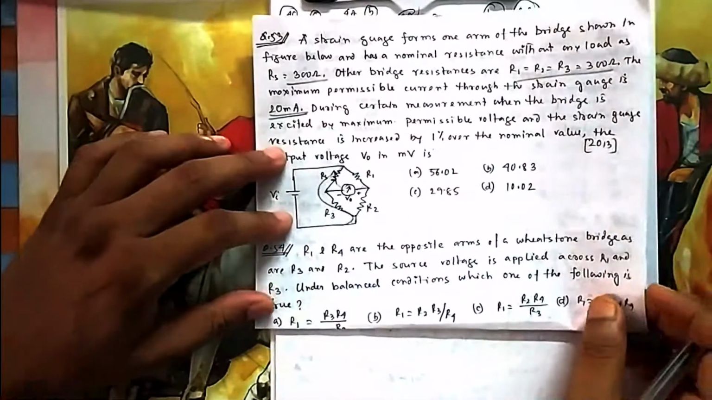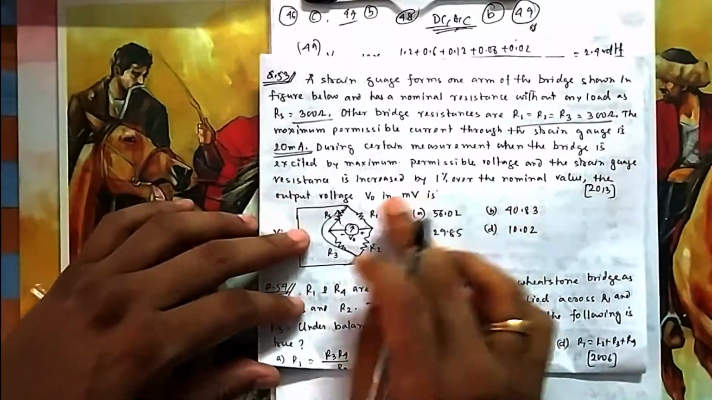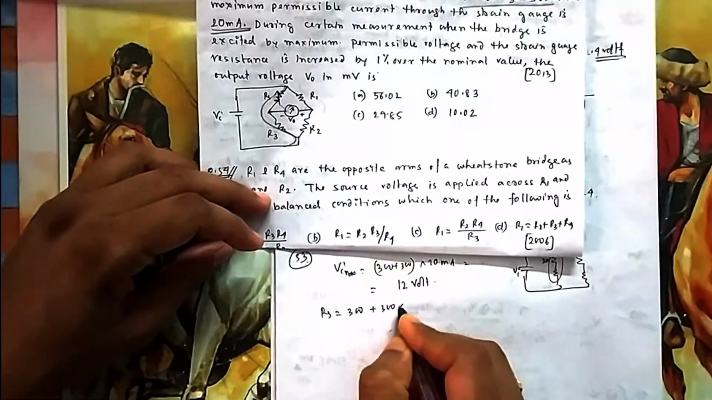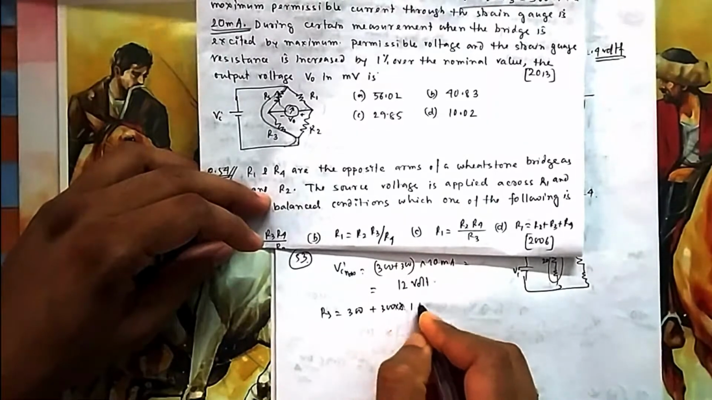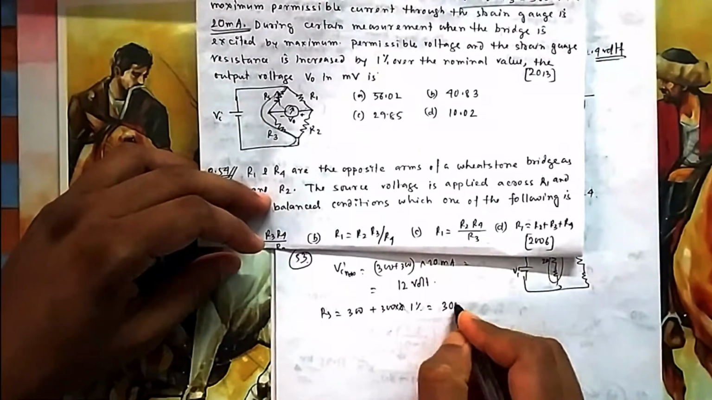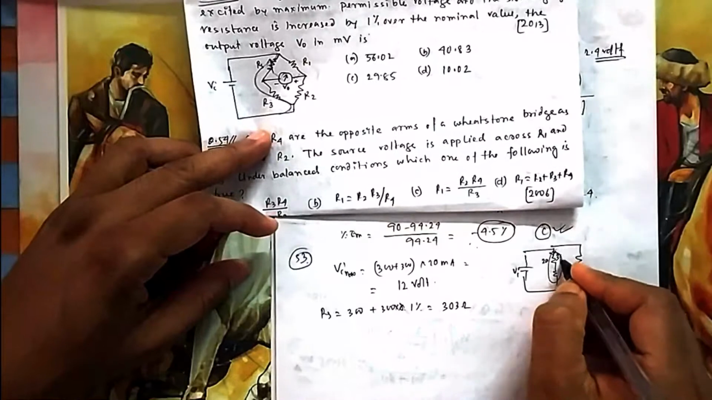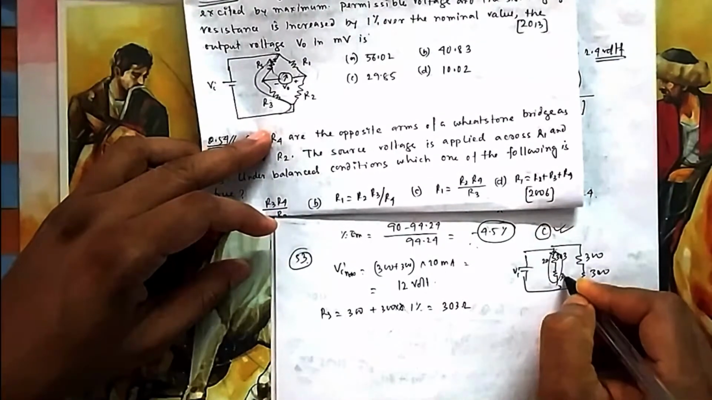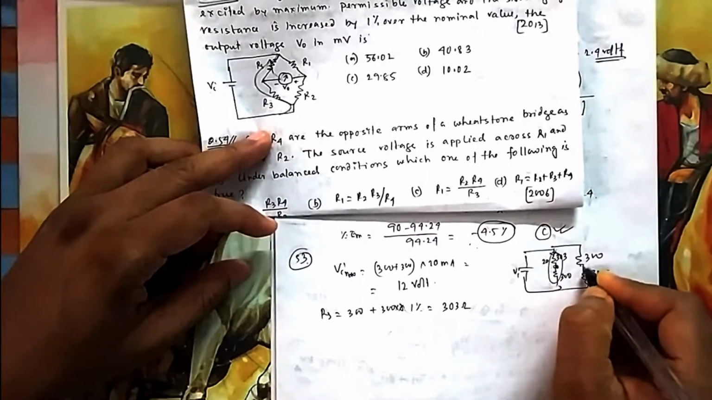Once you know your Vi is 12 volt, now if it is increased by 1%, Rs will be equal to 300 plus 1% of 300. How much is it? 1% of 300 is 3, so that is 303. So this is 303, this is now 300, 300, this is 300. You need to find the voltage difference between these two.